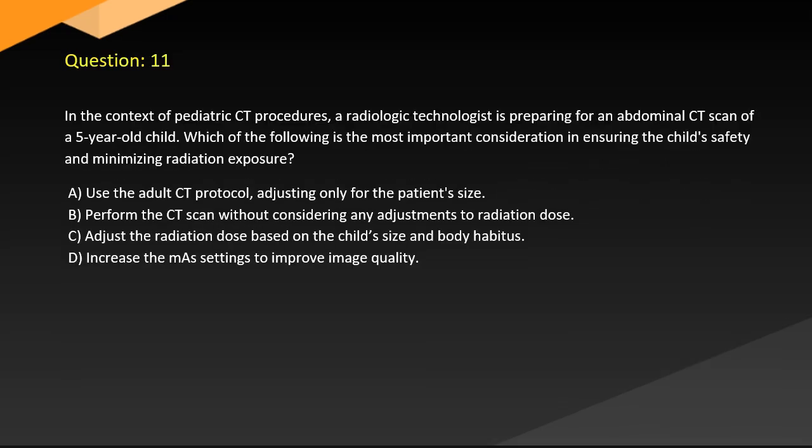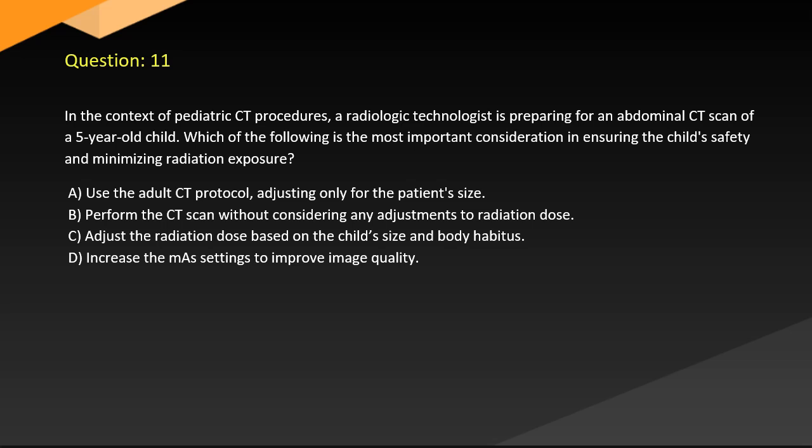Question 11. In the context of pediatric CT procedures, a radiologic technologist is preparing for an abdominal CT scan of a 5-year-old child. Which of the following is the most important consideration in ensuring the child's safety and minimizing radiation exposure? A. Use the adult CT protocol, adjusting only for the patient size.